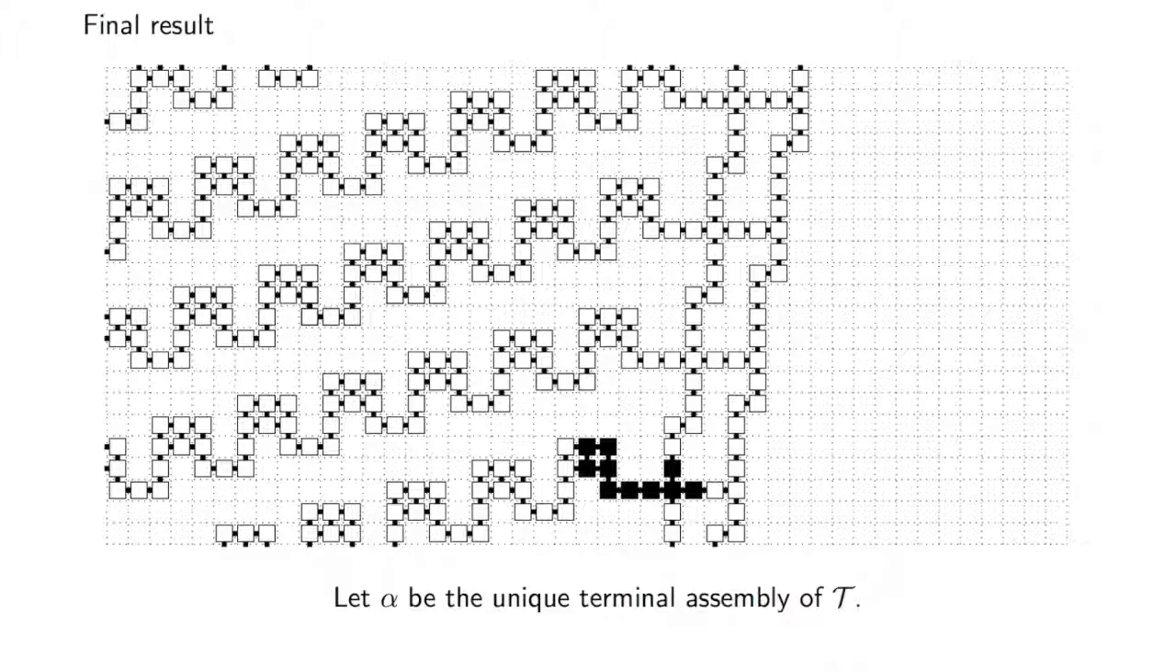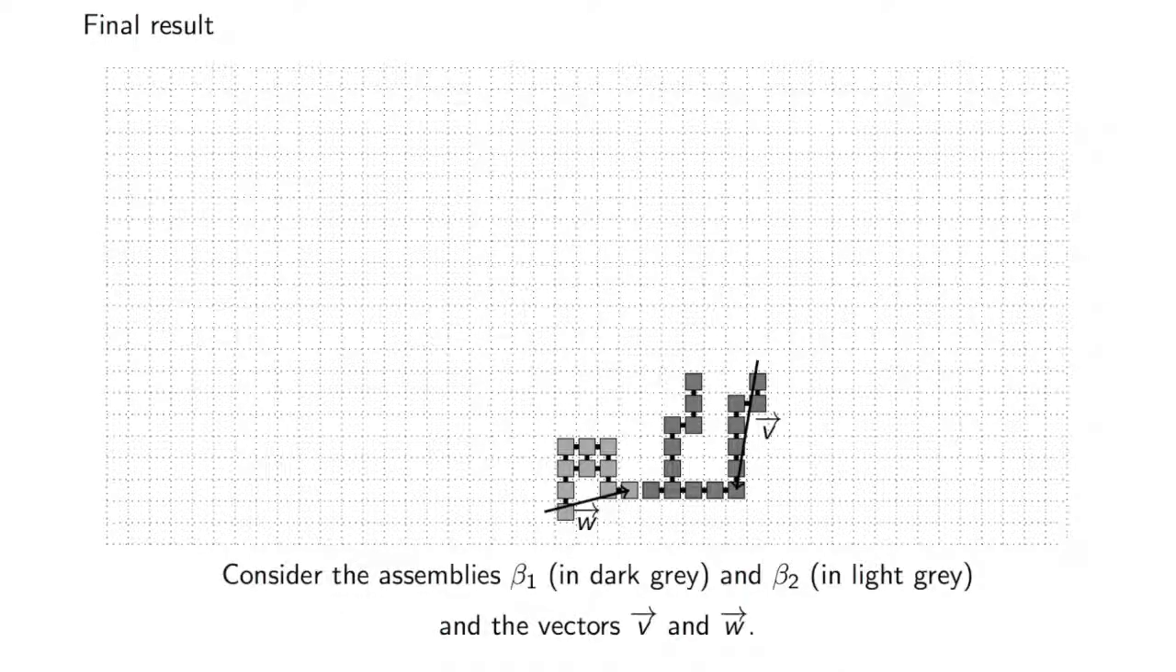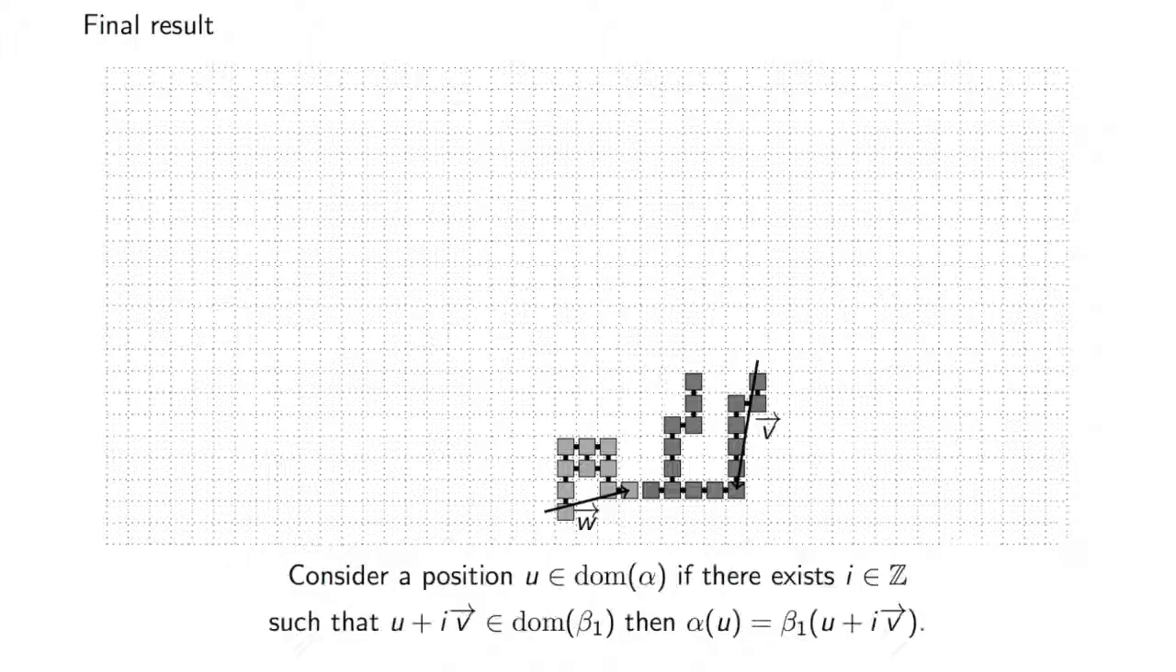For example, consider the directed tile assembly system used as an example along this section. Let alpha be its unique terminal assembly. This infinite assembly is described at the end of video 3. We claim that our result implies that the structure of alpha is simple to describe. Now, consider the finite assembly beta 1, which is in dark gray, and the finite assembly beta 2, which is in light gray. Also consider the two vectors v and w.